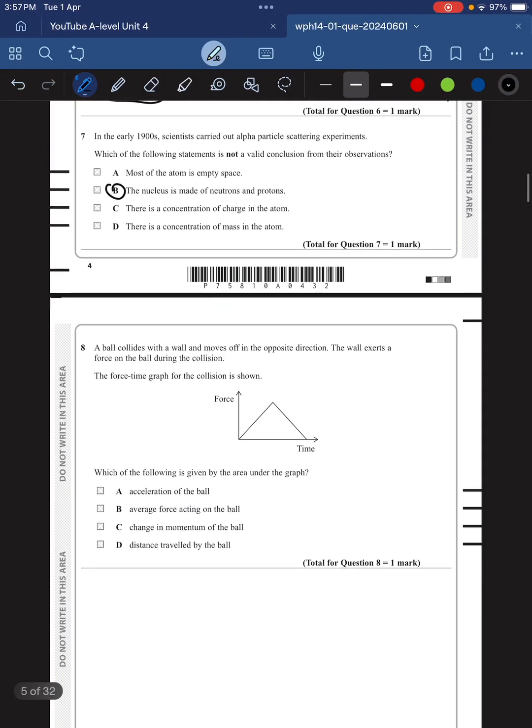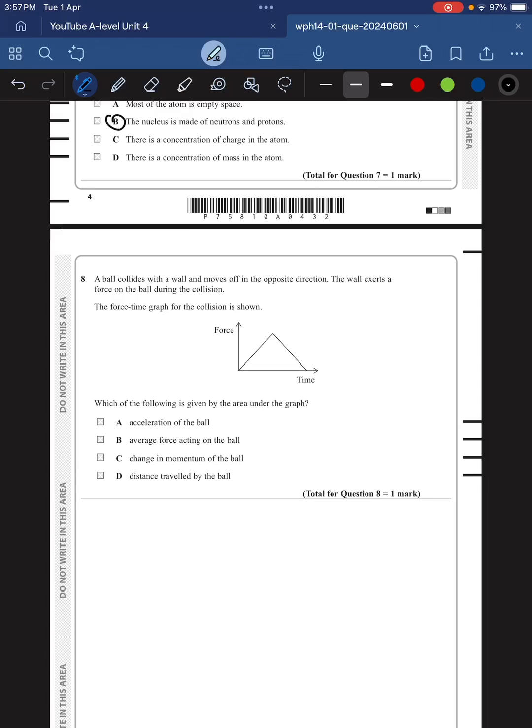So let's move on to question number 8. A ball collides with a wall and moves off in the opposite direction. So we have a ball, hits the wall here, and moves in the opposite direction. The force time graph for the collision is shown. Which of the following is given by the area under the graph?